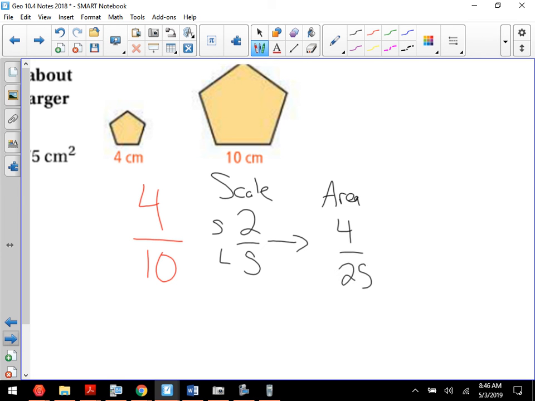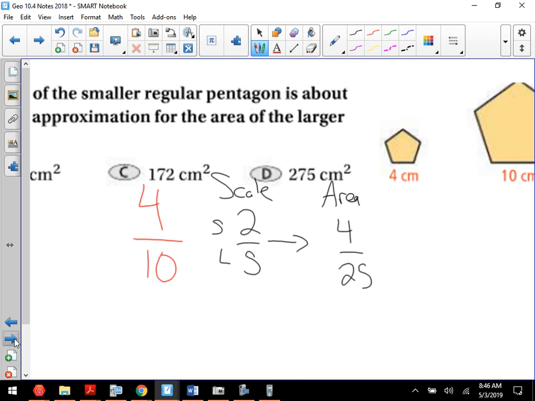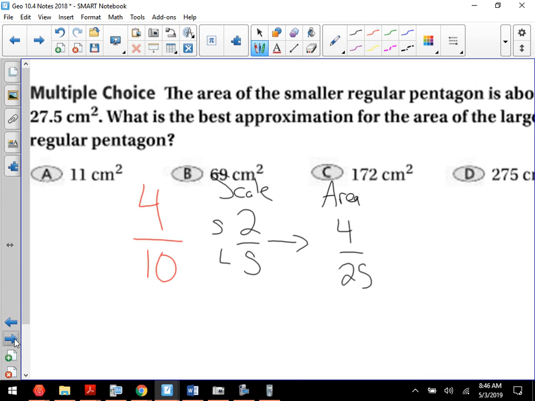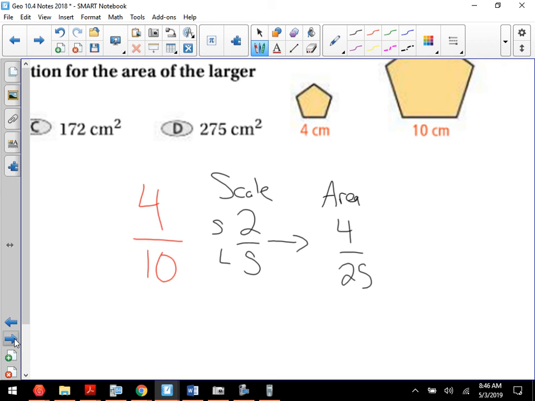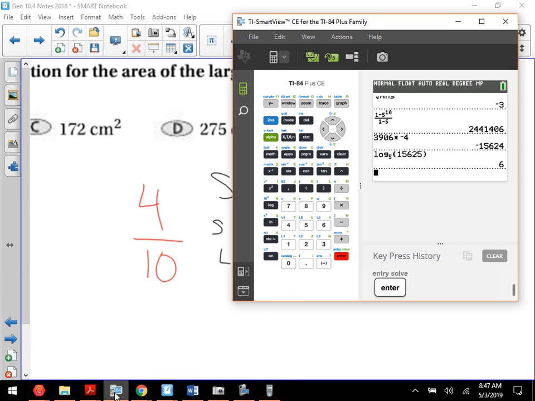Small to large. Now the problem, I think it said the large area was about 27.5 for the small one. On the bottom one. What do you do? Cross multiply. That's about as complex as this stuff gets. You're working back and forth with values. So if you cross multiply that, you get 27.5 times 25.